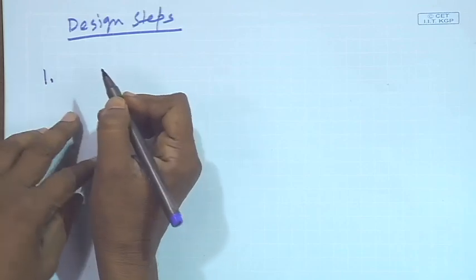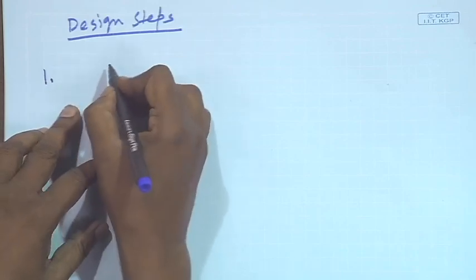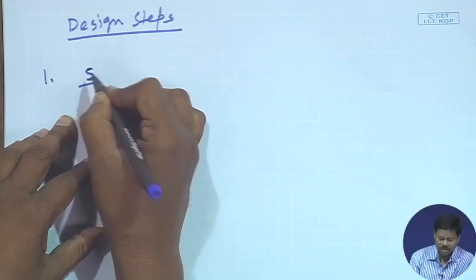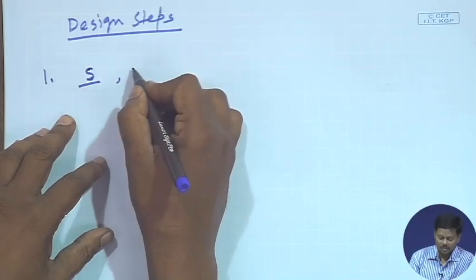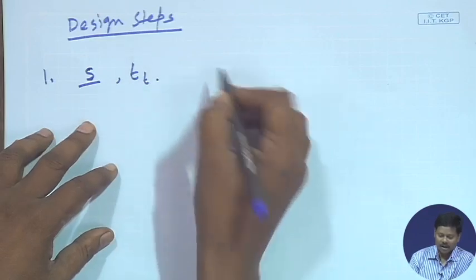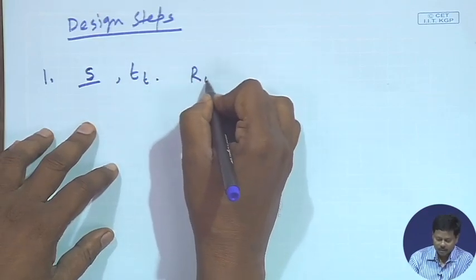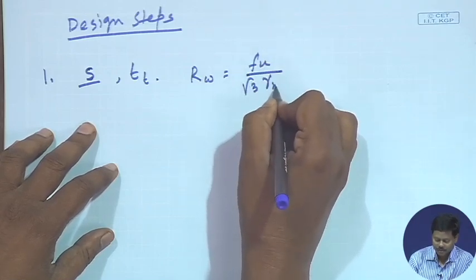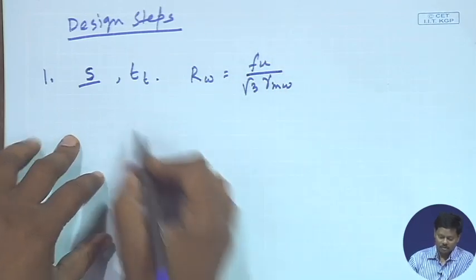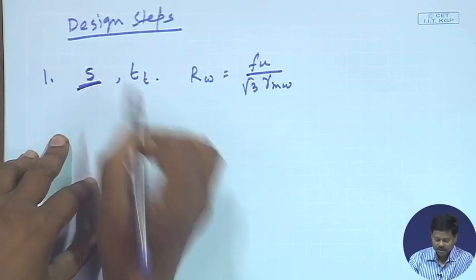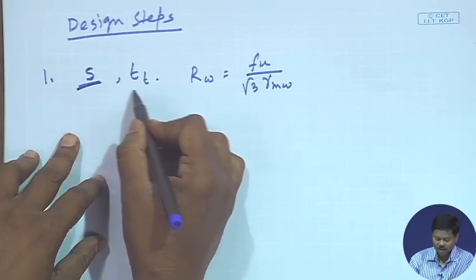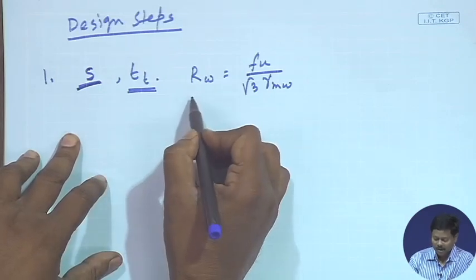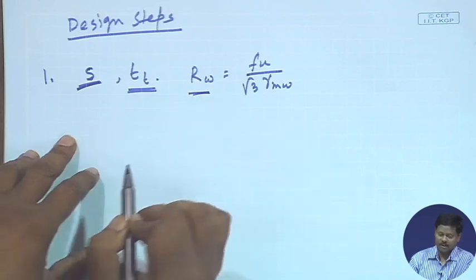First we can select a suitable size of the weld. Size of the weld we can find out first, select a suitable size, and then we can find out the throat thickness, and then the weld strength. Weld strength is basically fu by root 3 into gamma mw, right. So, first we assume a certain size of the weld, find out the throat thickness, and then also the weld strength.